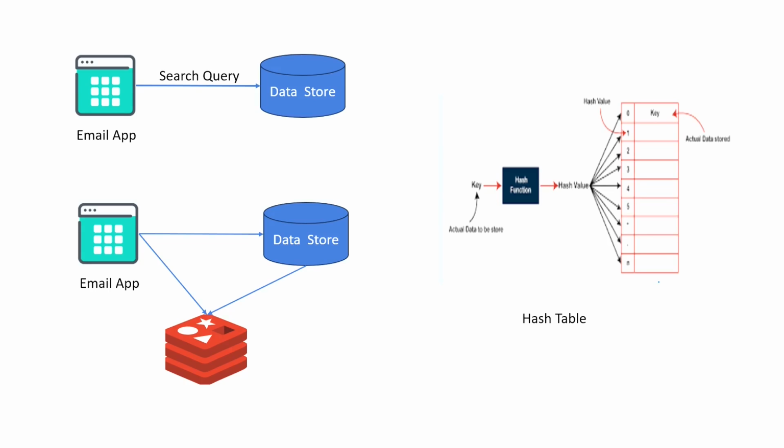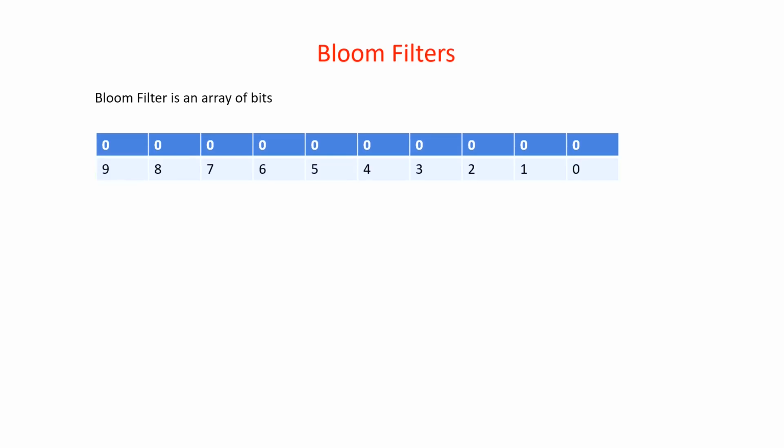Now let's understand Bloom filters and how they work. A Bloom filter is basically an array of bits. We can take an array which has bits stored for every bucket. In this example, I have taken an array of size 10.